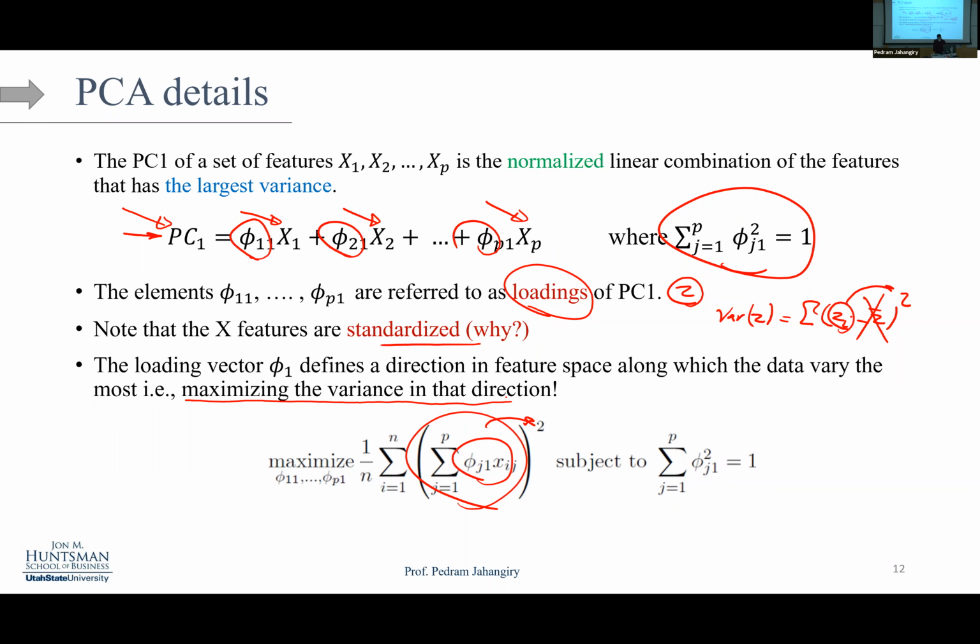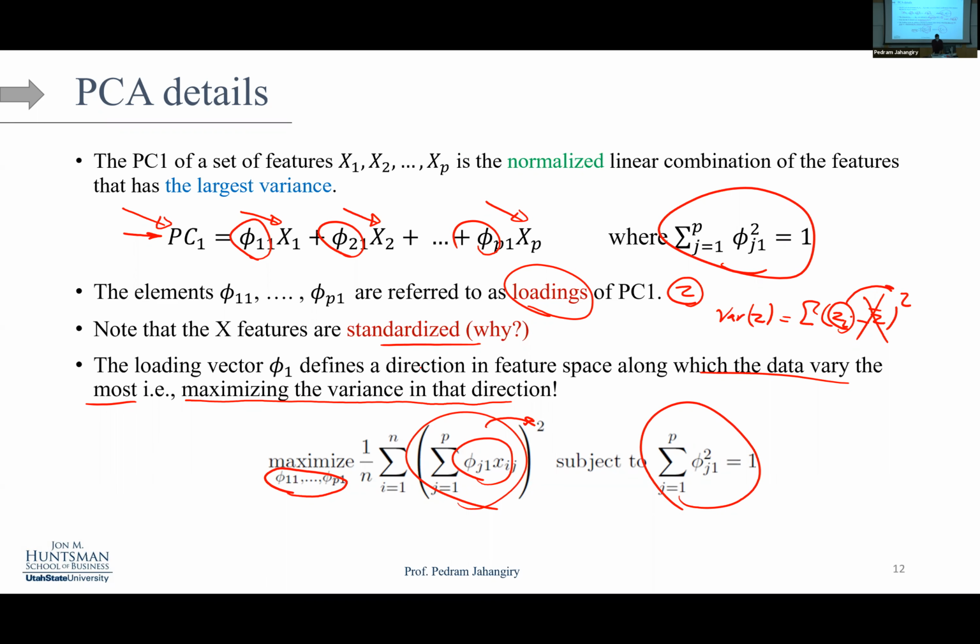So I'm maximizing the variance by finding these loadings. This is my constraint. Again, we're not going to calculate these things manually. There's a method called SVD to find the phi's for us. But I hope that you realize what the objective function is. We are trying to maximize. This loading vector is going to find a direction in the space that the data are varying most, maximizing the variance in that direction. What is that direction? These phi's are going to tell us.